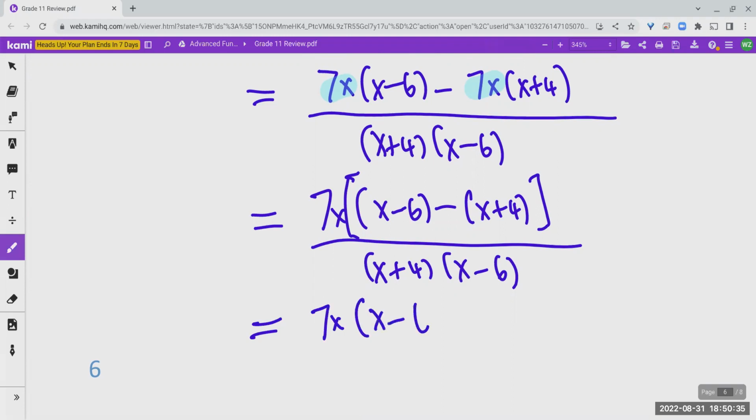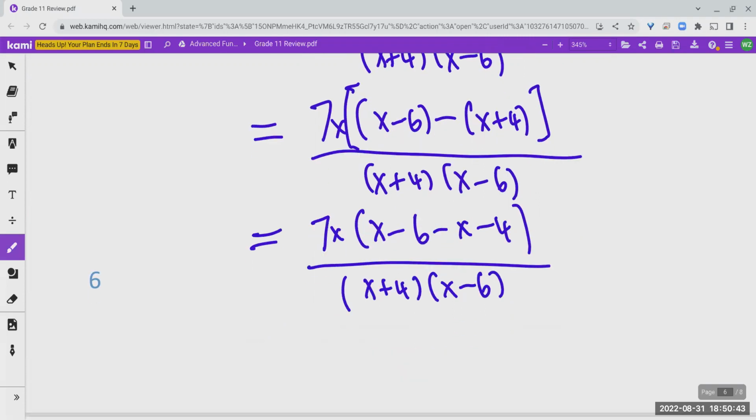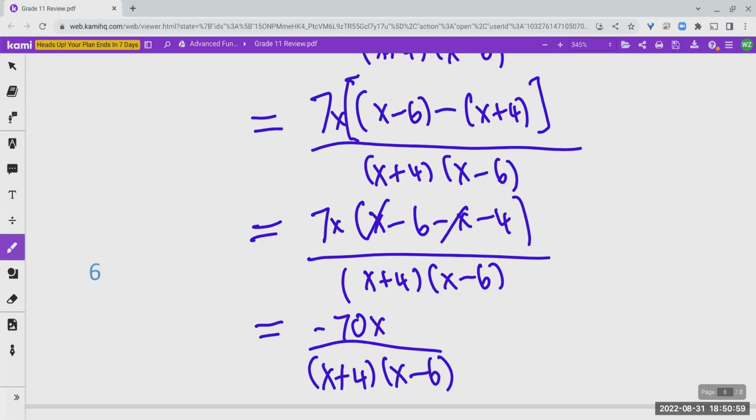So that's x minus 6 minus x minus 4, over x plus 4, x minus 6. And then all I have to do is simplify. So x and negative x cancel. So -6, -4 is -10. So that's negative 70x over x plus 4, x minus 6. And that should be the answer.